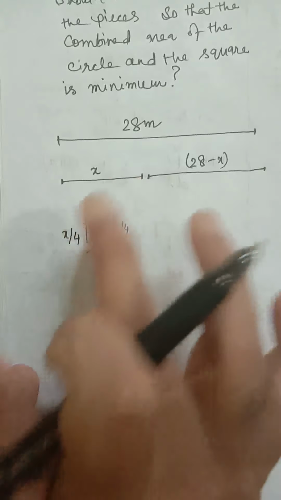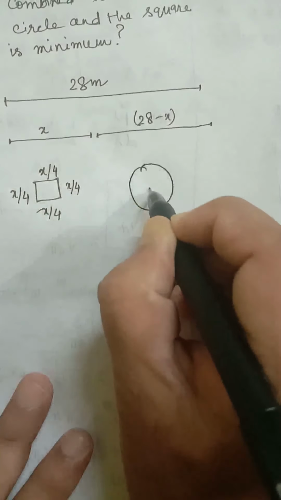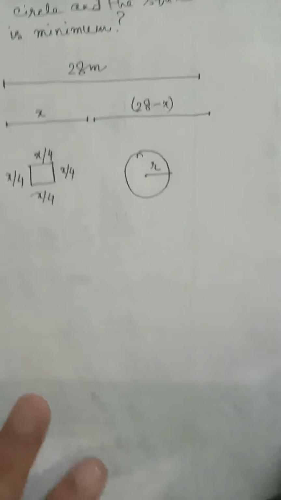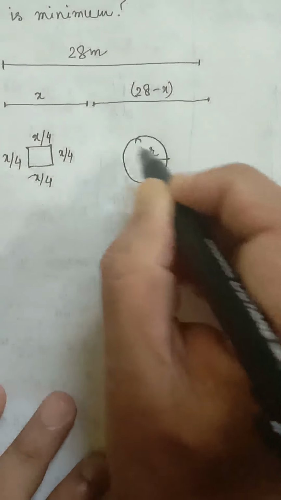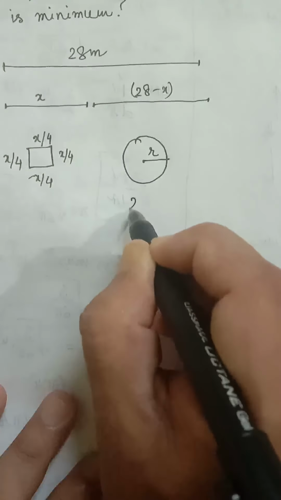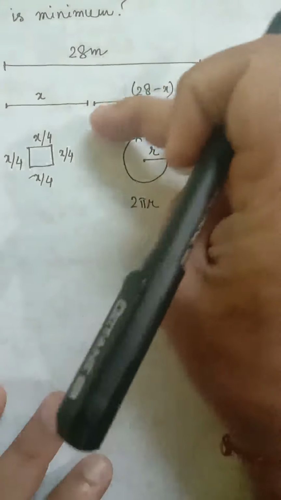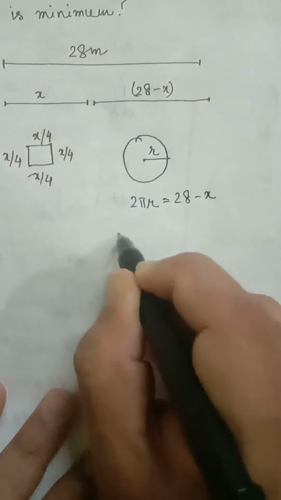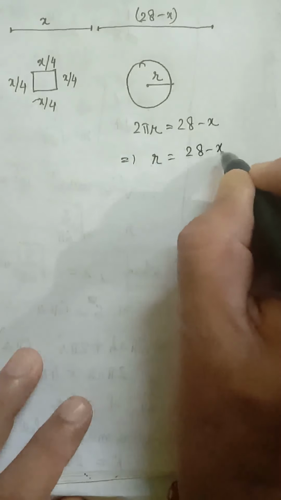Let us form a circle with this piece, 28 minus x. Now we know the perimeter of a circle. Length of this part, the boundary, is 2 pi r. Now this length is equal to this length, because with this part we have formed this circle. So 2 pi r equal to 28 minus x. So radius of the circle will be 28 minus x by 2 pi.